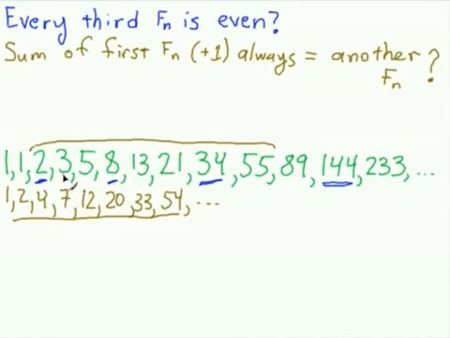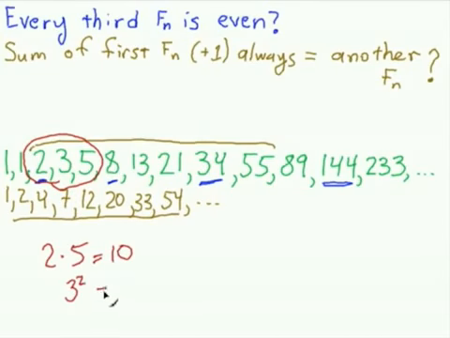What I'm going to do is I'm going to take 3 numbers in a row from the Fibonacci sequence, and I'm going to look at the outside numbers multiplied together. That's 2 times 5 gives me 10, and then I'm going to look at the square of the middle term. 3 squared is equal to 9. Okay, these guys are pretty close. They're 1 off. Let's try a different pair.